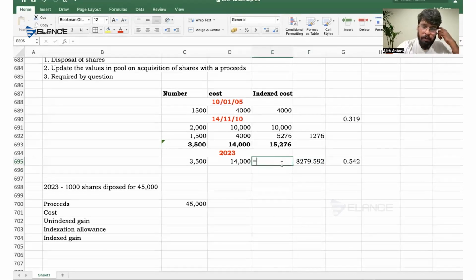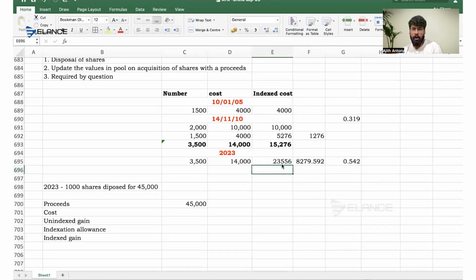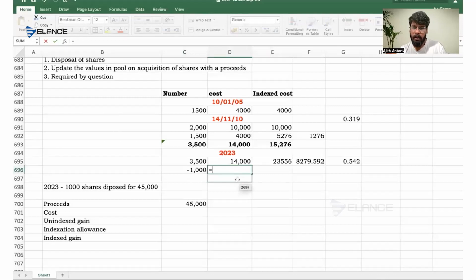ഓക്കെ, അപ്പൊ അങ്ങനെയാകുമ്പോൾ ഇവിടുത്തെ ഇൻഡെക്സ്ഡ് കോസ്റ്റ് എത്രയായിരിക്കും? 15,276 പ്ലസ് ... 15,276 2010 ഇൻഡെക്സ്ഡ് കോസ്റ്റ് ആണ്. 2023 ആകുമ്പോഴേക്കും അതിന് എത്ര എമൗണ്ടിന്റെ ഇൻക്രിമെന്റ് വന്നിട്ടുണ്ടാവും? 8279.5. അപ്പോൾ 8280 ആകാം. ഇത്ര എമൗണ്ടിന്റെ ഇൻക്രിമെന്റ് വന്നു. ഓക്കെ, അപ്പൊ 2023 ആയപ്പോഴേക്കും നമ്മുടെ ഷെയർ പൂളിന്റെ വാല്യൂസ് ഇതാണ്. ഈ ഷെയർ പൂളിൽ നിന്നാണ് നമ്മൾ 1000 ഷെയർ എടുത്ത് വിൽക്കുന്നത്. അപ്പൊ 1000 ഷെയറിന്റെ കോസ്റ്റ് നമുക്ക് കണ്ടുപിടിക്കാൻ പറ്റും സിമ്പിൾ ആയിട്ട്.